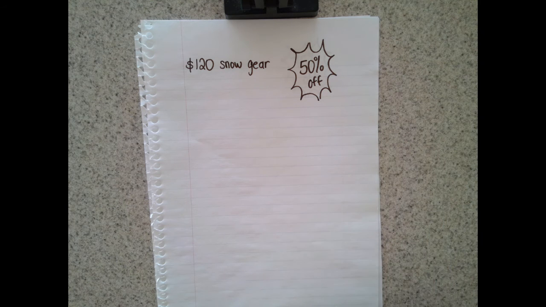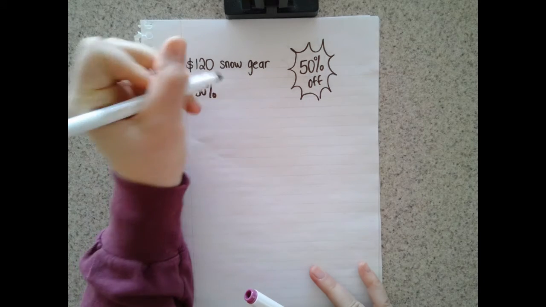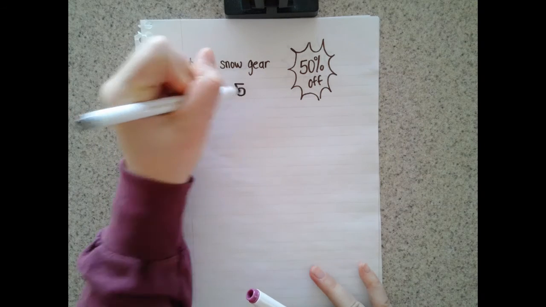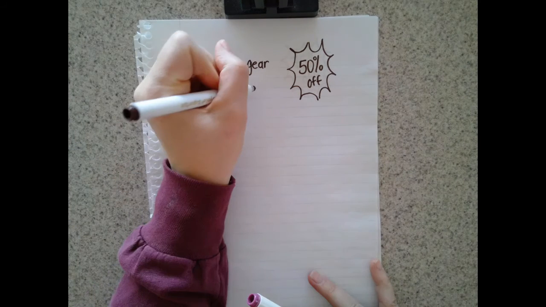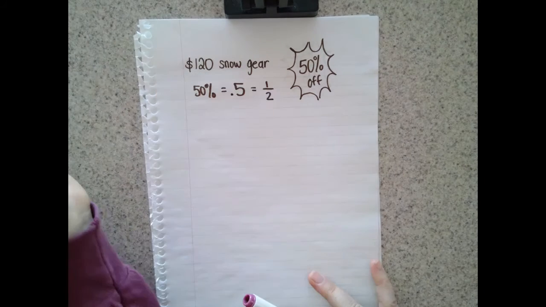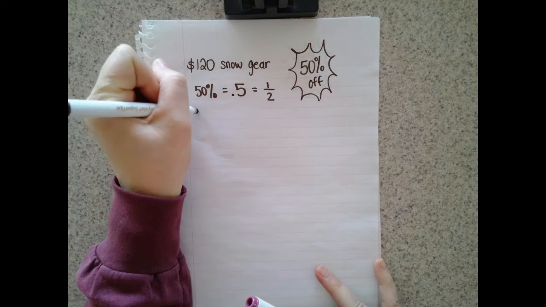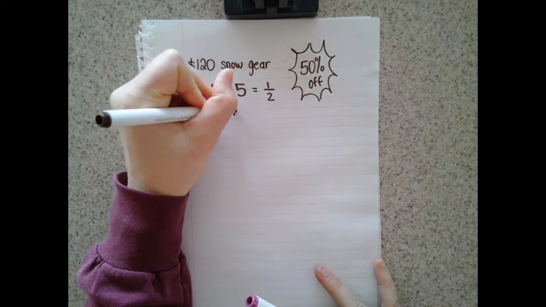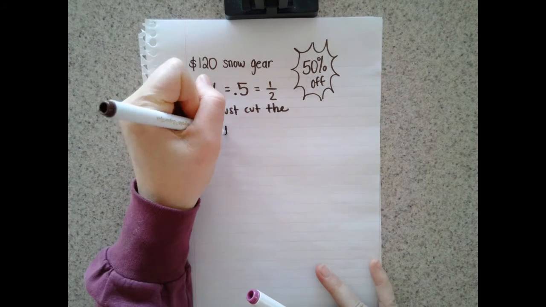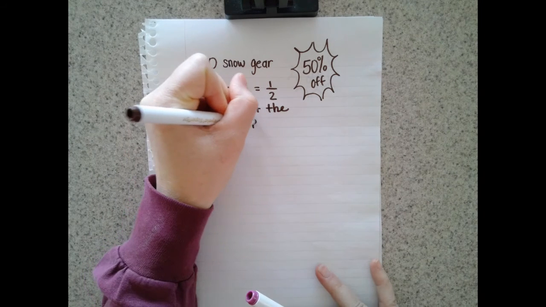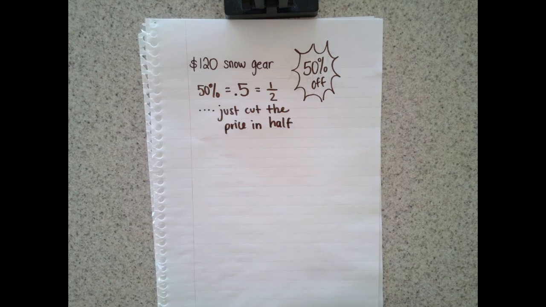Now, 50% is the same thing as 0.5 if we're going to write it as a decimal. And we know 0.5 is the same thing as a half. So when you have to do 50%, you literally just need to cut the price in half, because 50% is half.